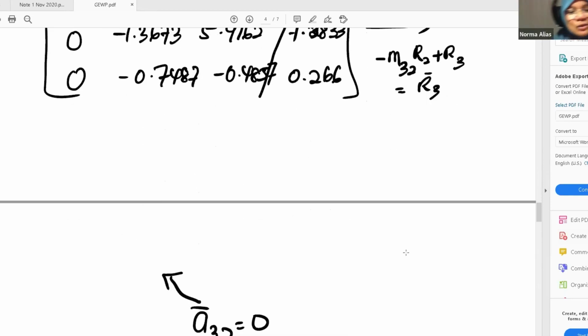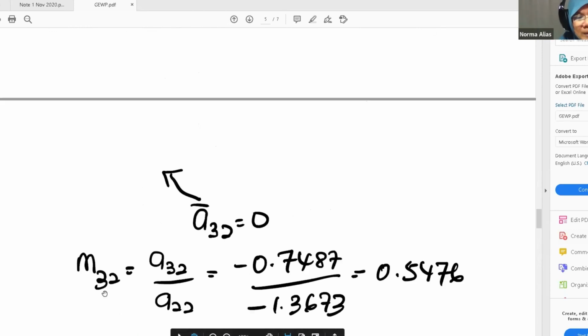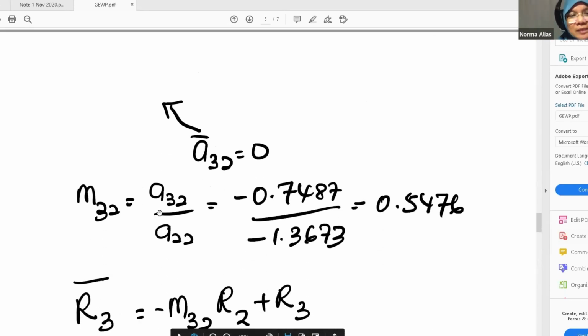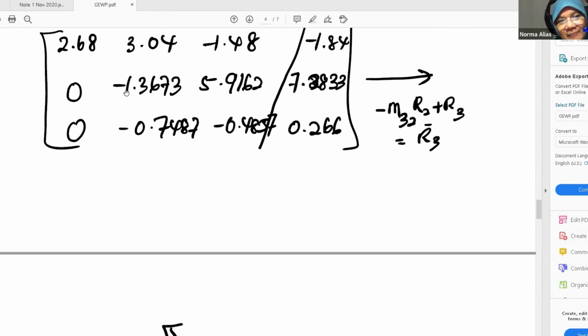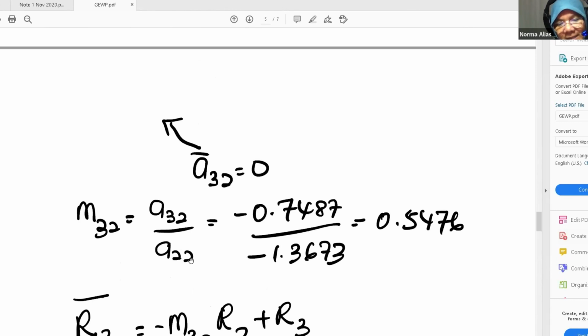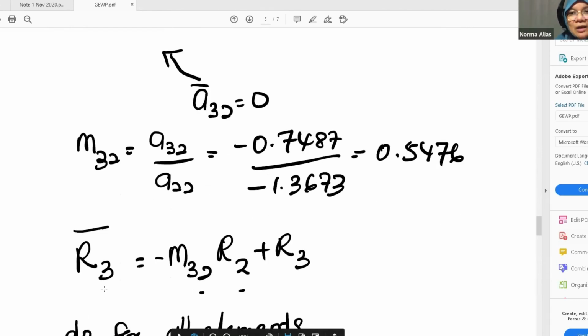All right, so now we know what is M32. M32 is A32 divided by A22 in your mind already. Negative 0.7487 divided by negative 1.3673 because you are comparing with A22. So you will get 0.5476. So this is your parameter to insert. R3 new equals negative M32 R2 plus R3.